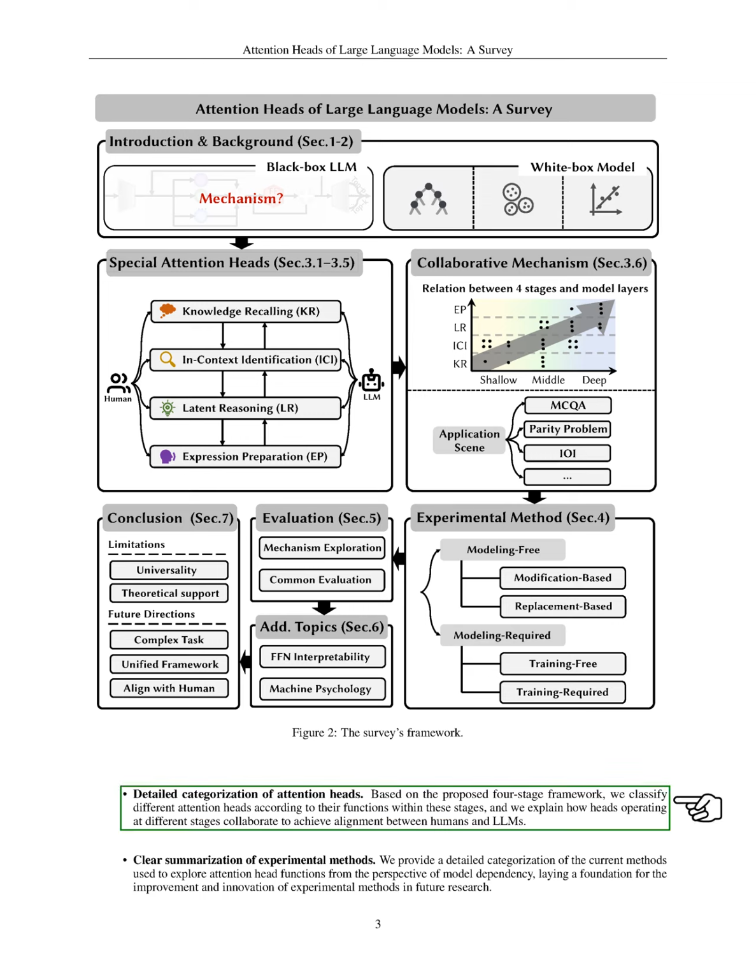Section: Modeling Required. In this section, we discuss modeling required methods, which involve creating models to better understand the functions of specific heads in language models. We categorize these methods into two types: training required and training free, as outlined in a table. Training required methods need us to train new models to investigate their mechanisms.